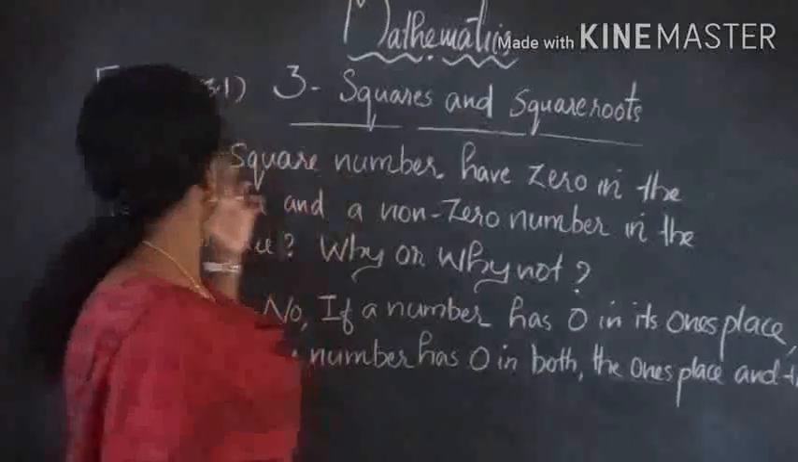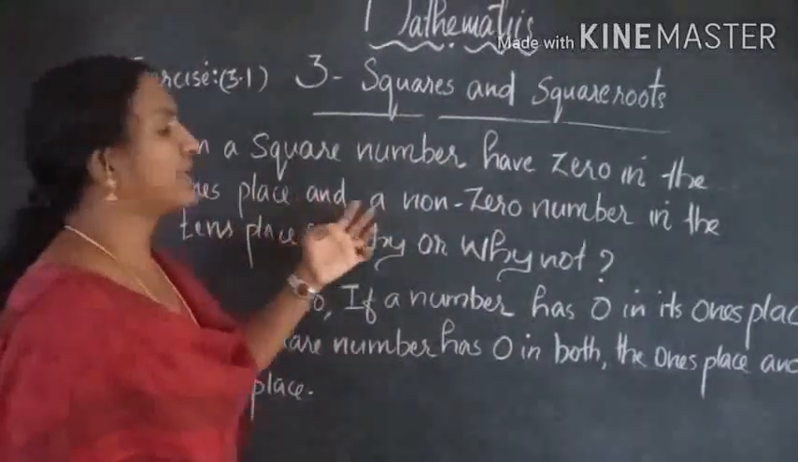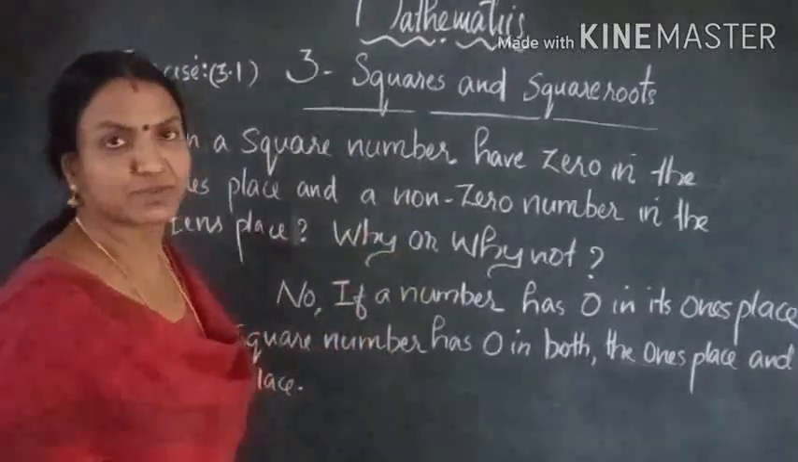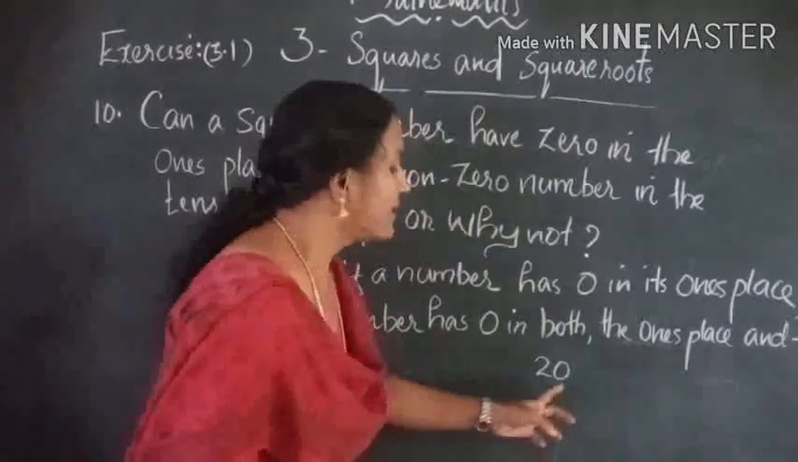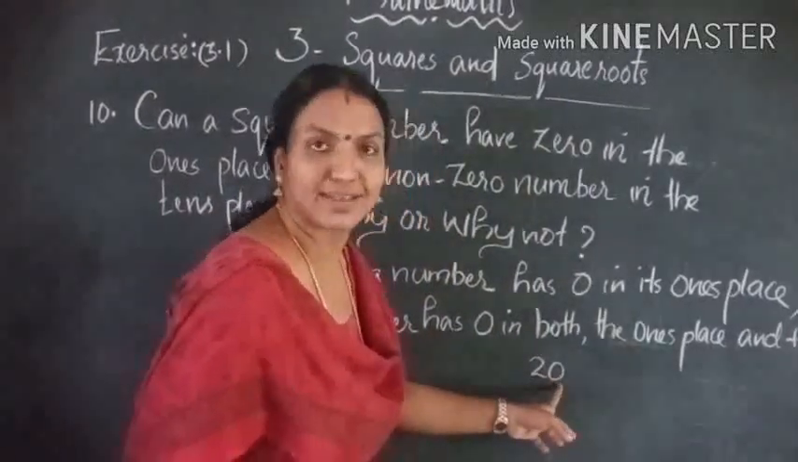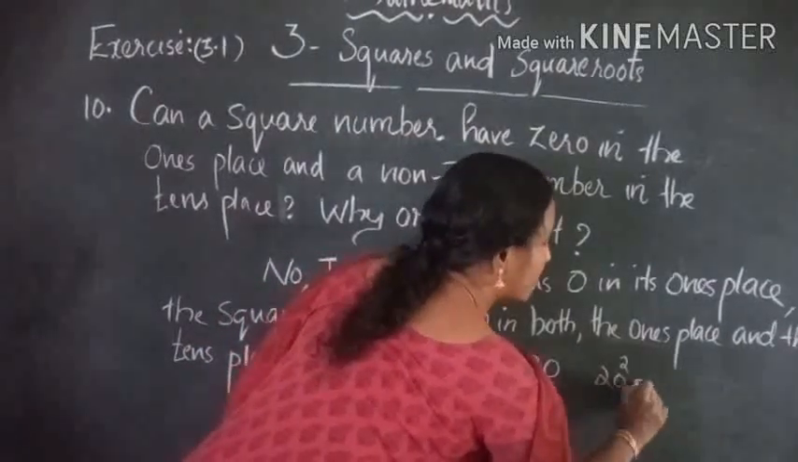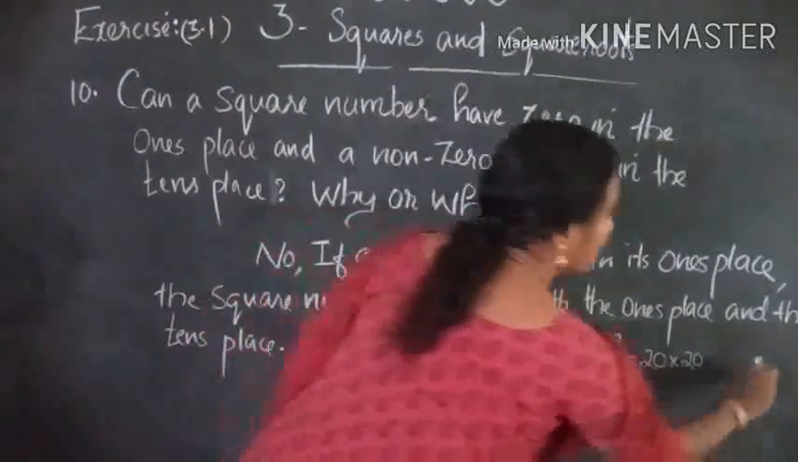Next, question number 10. Can a square number have 0 in the ones place and a non-zero number in the tens place? Why or why not? Consider a number 20. Here the digit in the unit place is 0. Let's find the square of 20. 20 square is 20 into 20.